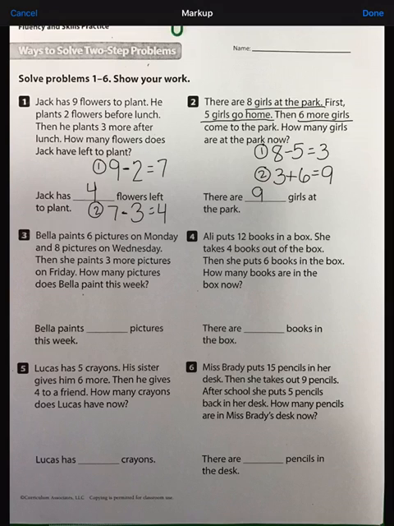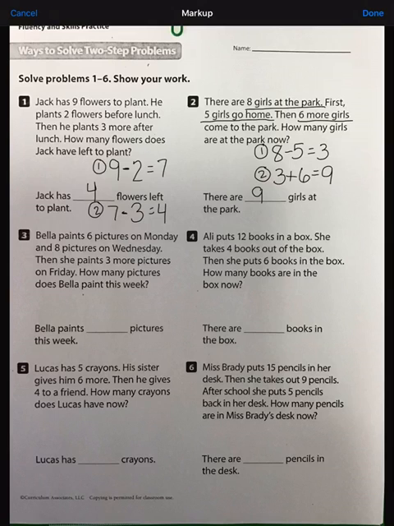So let's go through that one more time. 8 girls started at the park, but 5 of those 8 went home. Okay, so after I did that equation, there were 3 girls at the park. Then 6 more girls come to the park and join them. So now there are 9 girls at the park. Okay? All right, you're going to try the rest by yourself.